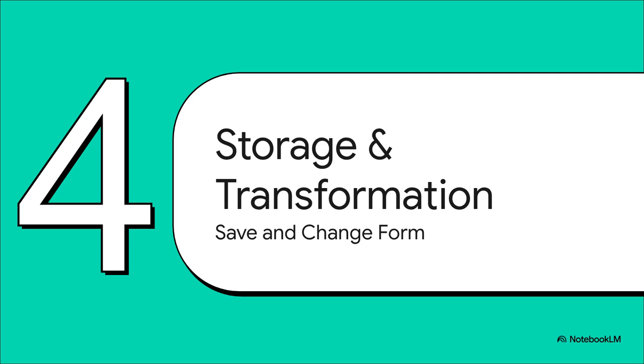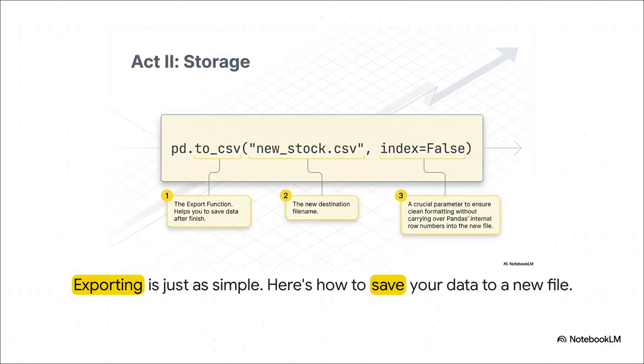Okay, our data is in and we verified it's looking good. Now it's time for the second half of the data lifecycle, storage and transformation. This is all about saving our progress and, get this, even changing the file's format. Exporting your data frame is just as easy as importing. Check out this command. df.to_csv('newstock.csv', index=False).